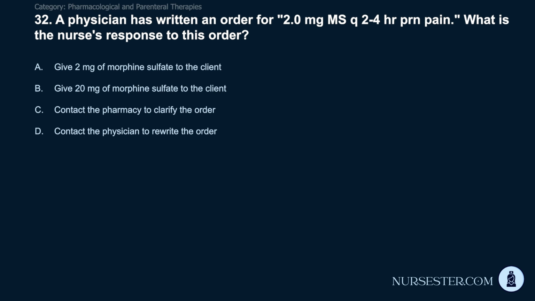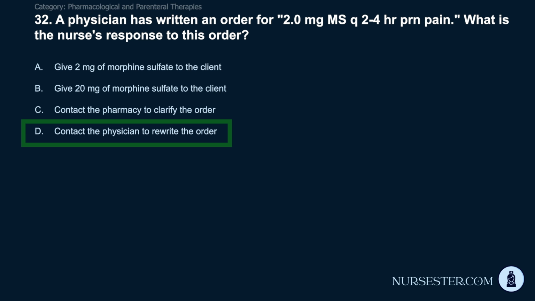What is the nurse's response to this order? A. Give 2 mg of morphine sulfate to the client. B. Give 20 mg of morphine sulfate to the client. C. Contact the pharmacy to clarify the order. D. Contact the physician to rewrite the order.